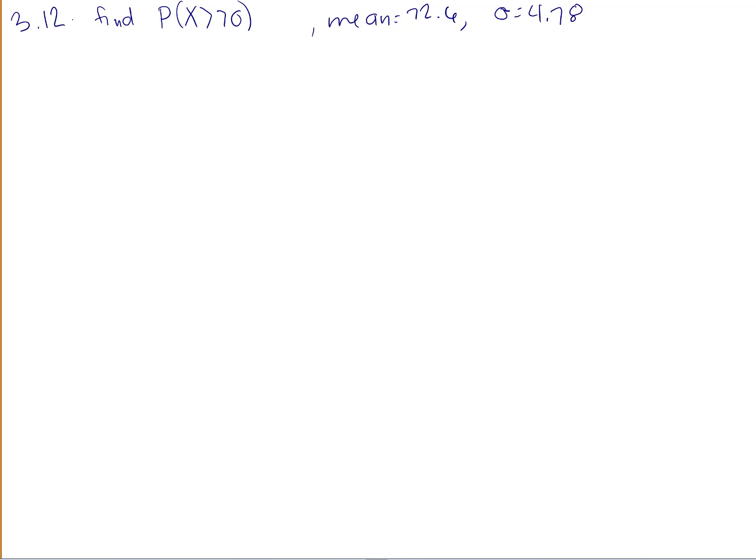Okay, on problem 3.1.2 part D, we're supposed to find the probability that x is greater than 70. And we know that we have a mean of 72.6 and a standard deviation of 4.78. Now, in our class, we're using calculators, so that means we could actually skip a lot of the work on the normal distribution problems. So I'd actually just draw a normal distribution, and I say I want the probability that x is greater than 70.